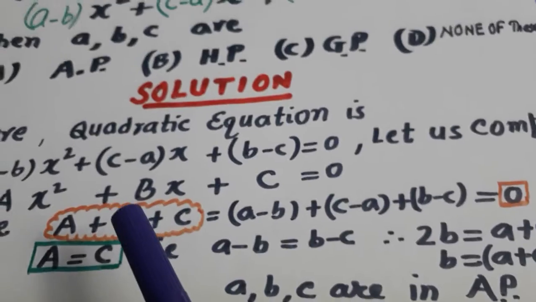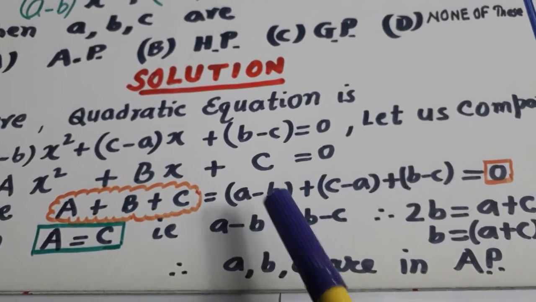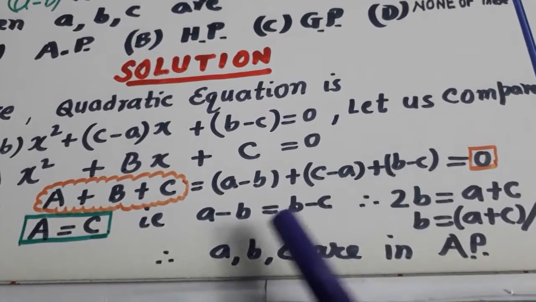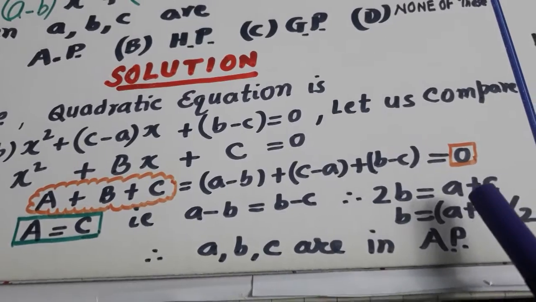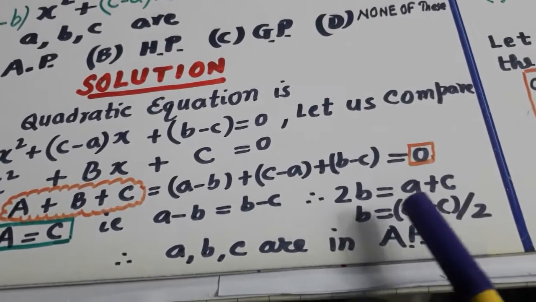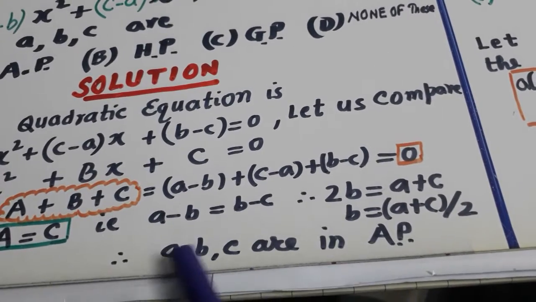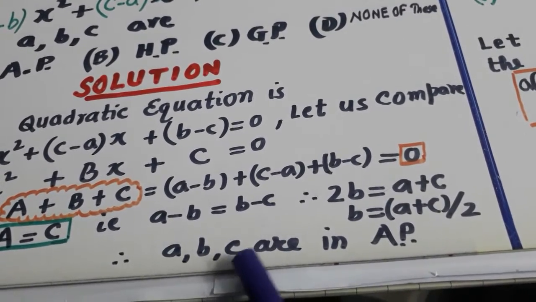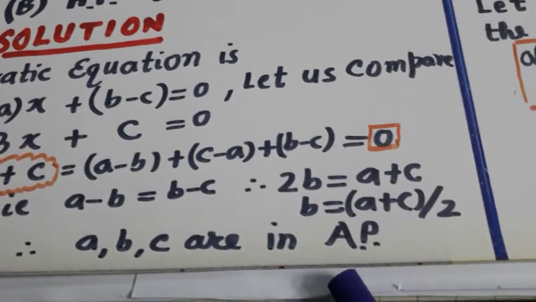What is A here? A is a minus b and C is b minus c. So they will be equal. From here we get 2b is equal to a plus c, or b is equal to (a plus c) by 2. It means these a, b, c are in AP. Now let us go to the second example.